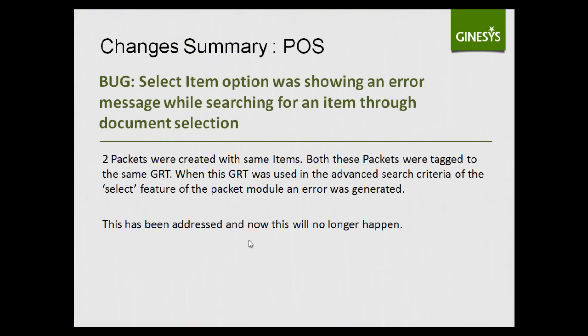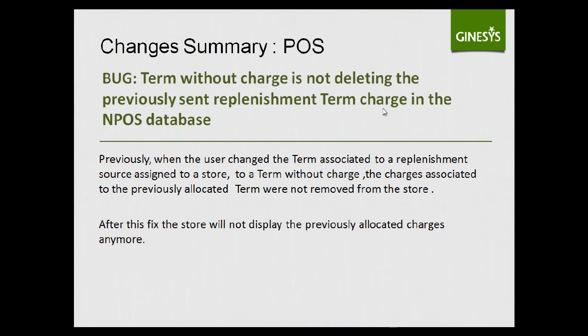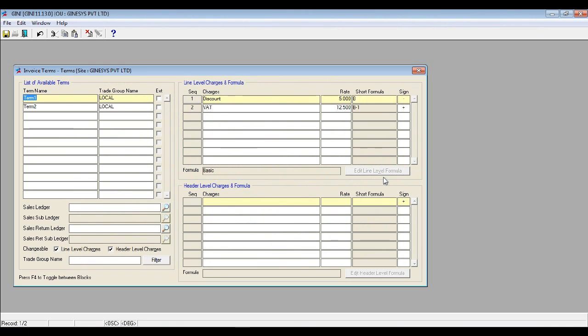So the next bug that I want to talk about is related to charges that were associated to a term which was associated to a replenishment source on a site. Previously, when the user changed the term associated to the replenishment source assigned to a store to a term without charges, the charges associated to the previously allocated term were not removed from the store. However, this will not happen going forward. So let me show you this.